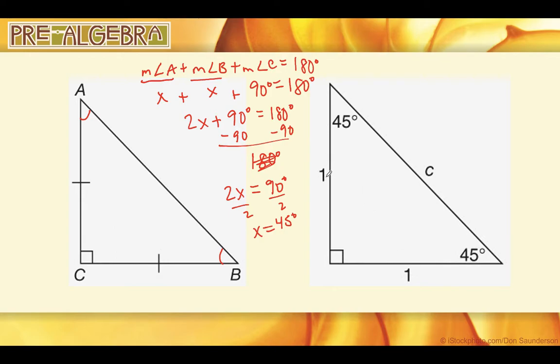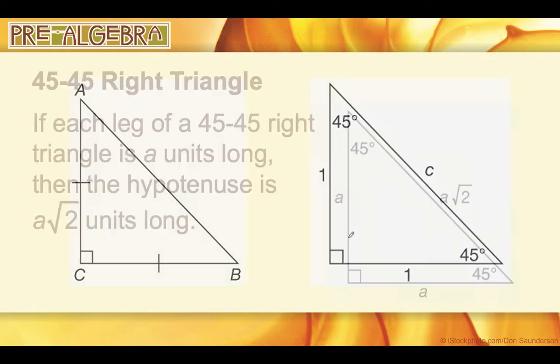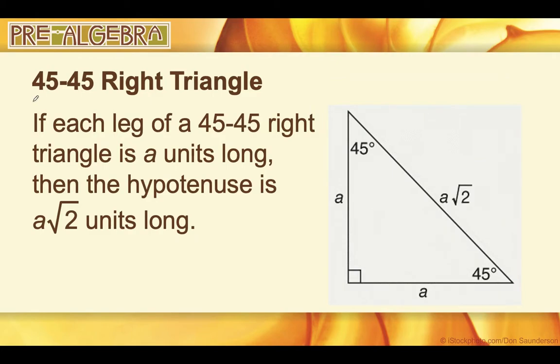If this side and this side are the same, let's just say that both sides are the equivalent of 1. Could we find what the value of C is? Yes. Here is what we call a 45, 45, 90 degree triangle, a 45, 45 right triangle. This is our first special right triangle that we're going to discuss.